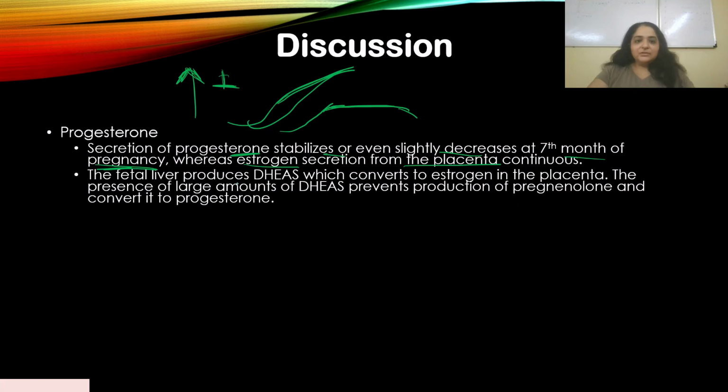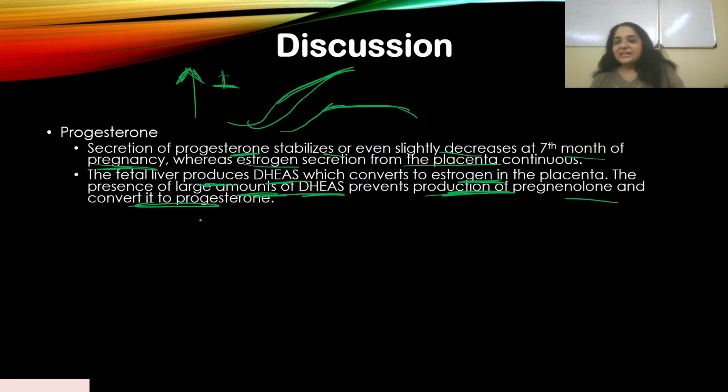Now the fetal liver produces DHEAS. Remember when I spoke about estrogen synthesis, DHEAS is produced in the fetus, right? And it is transported into the placenta where estrogen, estriol, is produced. Now the fetal liver produces a lot of DHEAS, which converts to estrogen in the placenta. Now the presence of large amounts of DHEAS prevents production of pregnenolone and its conversion to progesterone.